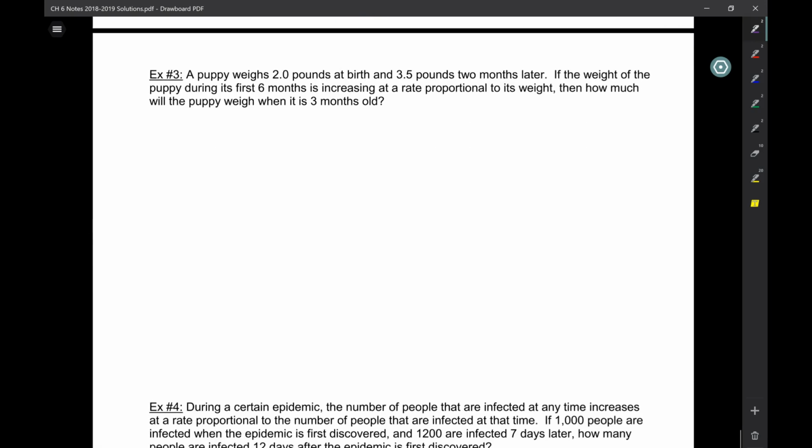A puppy weighs 2 pounds at birth and 3.5 pounds 2 months later. If the weight of the puppy during the first 6 months is increasing at a rate proportional to its weight, how much will the puppy weigh when it is 3 months old? So that part right there, rate proportional to its weight, is dW for weight, dt, is equal to kW. That I got directly from the phrase at a rate proportional to its weight.